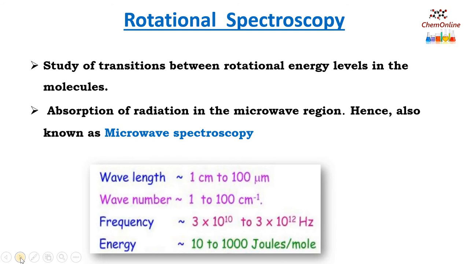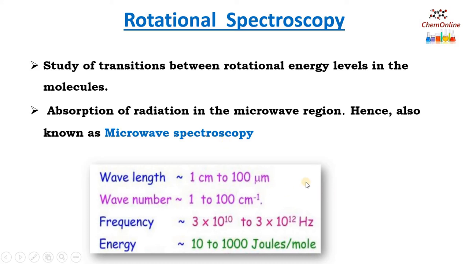As the name implies, rotational spectroscopy is the study of transitions between rotational energy levels in molecules. Let's recall what rotational energy is. It is the energy possessed by the molecule by virtue of its rotation about an axis passing through its center of gravity. So rotational spectroscopy is concerned with transitions between rotational energy levels in molecules by absorption of radiation in the microwave region. Hence, this is also known as microwave spectroscopy.